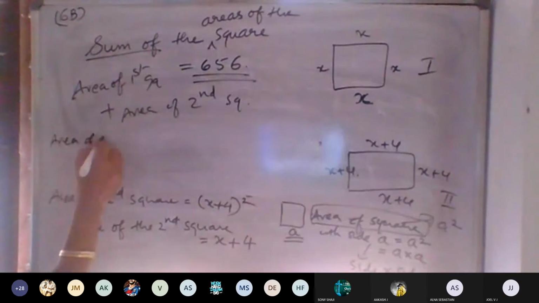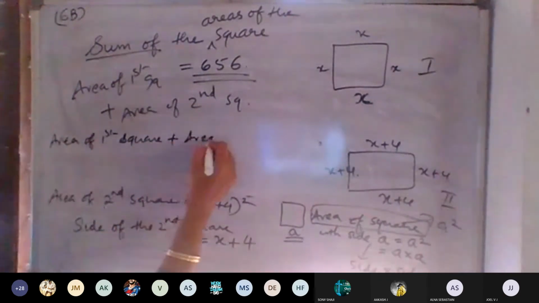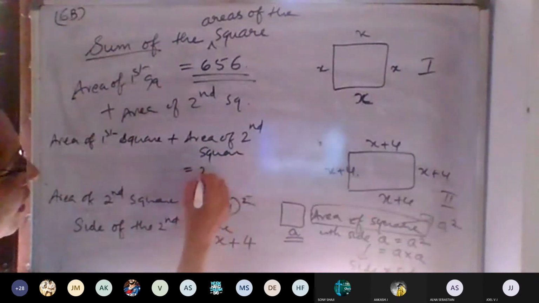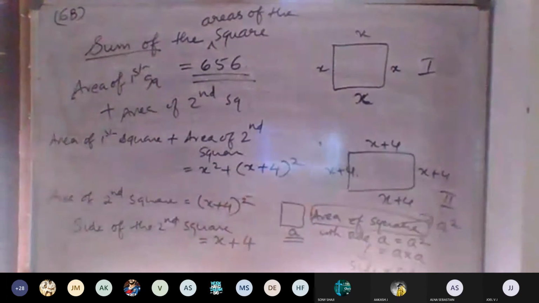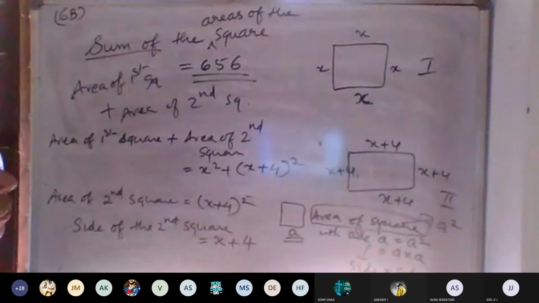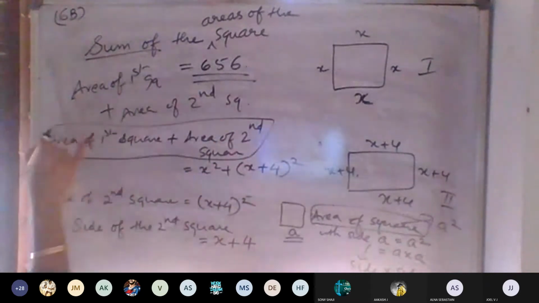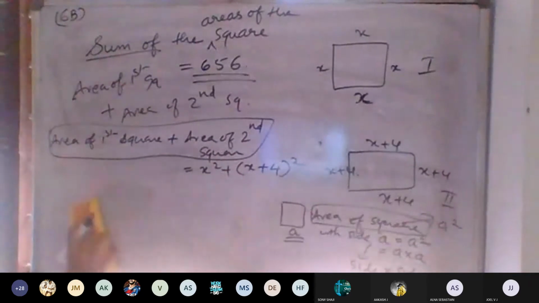Area of first square plus area of second square is equal to x square plus x plus 4 whole square. So another name for area of first square plus area of second square, we can replace this as what? Same as the question. How can we rearrange that? 656.